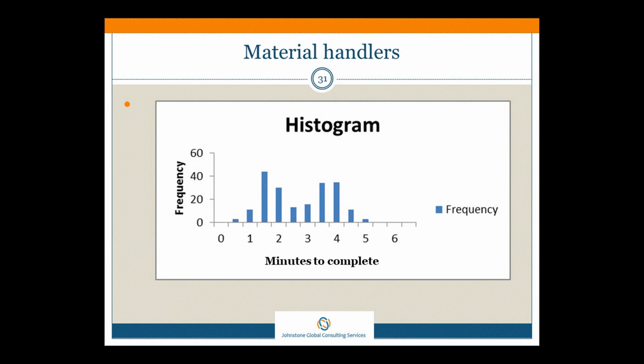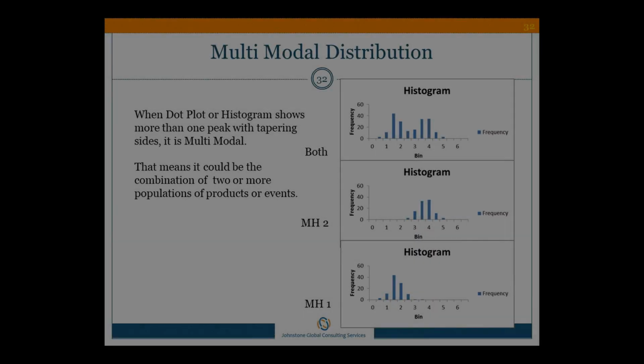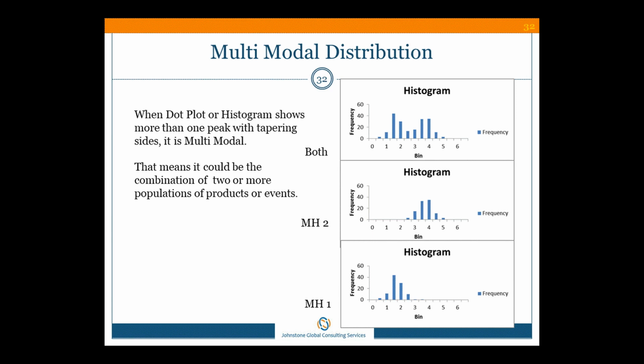What do you notice? There's a pretty wide spread. There's more than one peak or mode. Let's do some more analysis. Let's do a separate histogram for each material handler. Now what do you notice? Material handler 2 takes longer than material handler 1 to complete an order. The dispersion or spread is about the same, and the graphical display makes it easy to see and make comparisons.